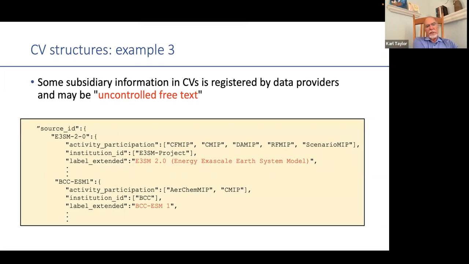But I want to stress that some of the information can be recorded in a CV in a form that's not really controlled at all. We can, for example, for an activity participation, we require it to be some sort of rather short acronym. The institution ID has to be a rather short acronym, again, and in this case, it has to be drawn from the institution controlled vocabulary. That tells you which institution is associated with this source ID.